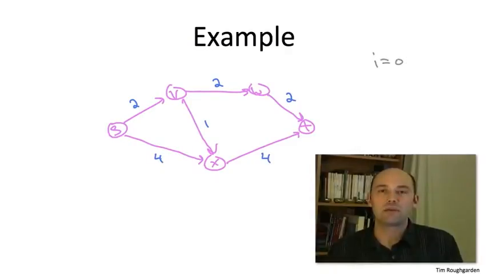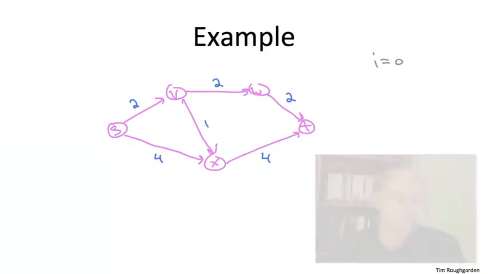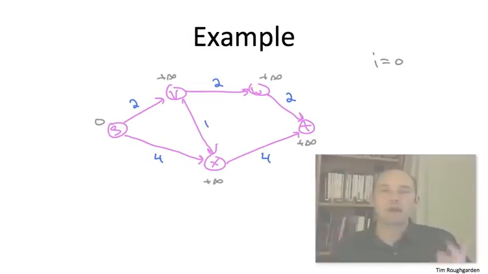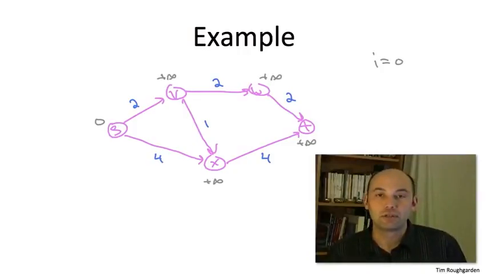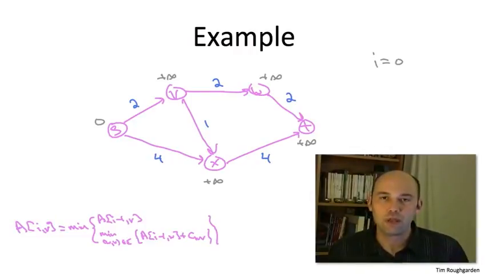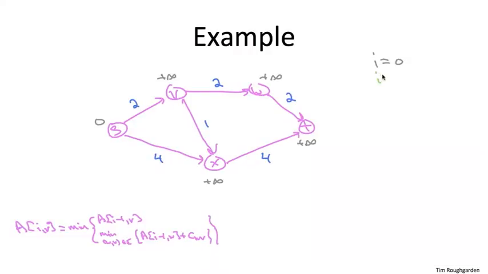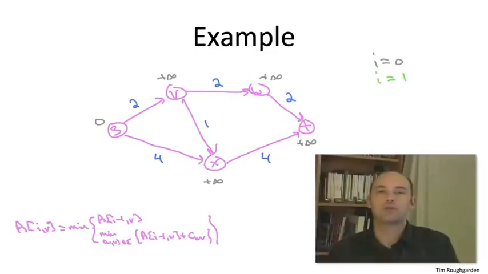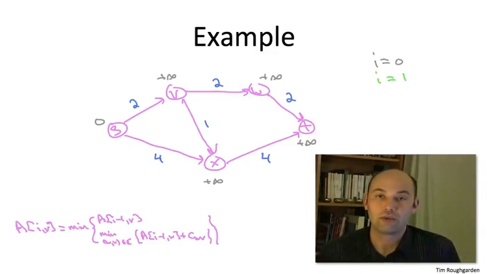So in the base case, when i equals 0, as always, the distance from S to itself is 0, and for all other vertices, the subproblem value is defined as plus infinity. Let me write down the recurrence again, just in case you've forgotten it. So now we enter the main for loops, and we start with i equal 1. Now we just go through the vertices in arbitrary order and evaluate the recurrence.